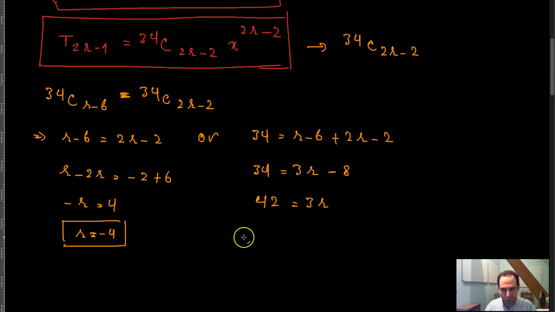So what is 42 divided by 3? My mind is not working properly right now. 14 times 3 is equal to 42. So r is equal to 14.